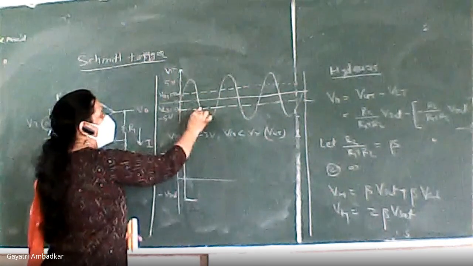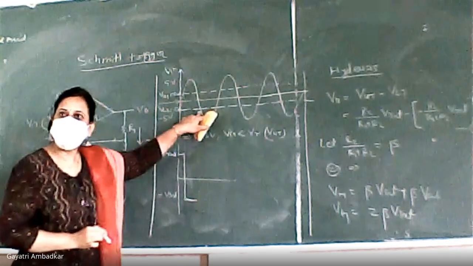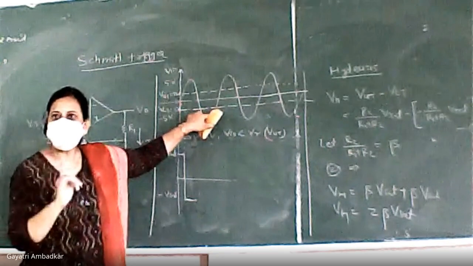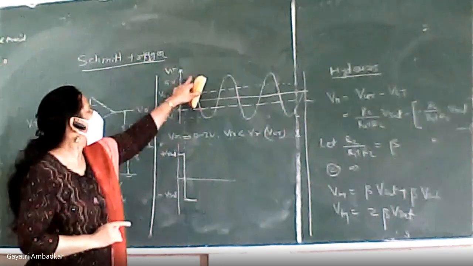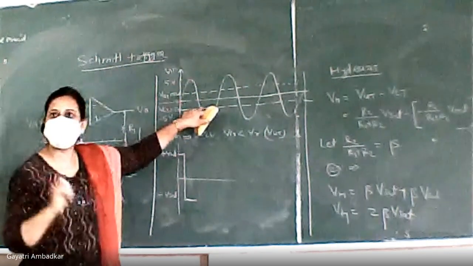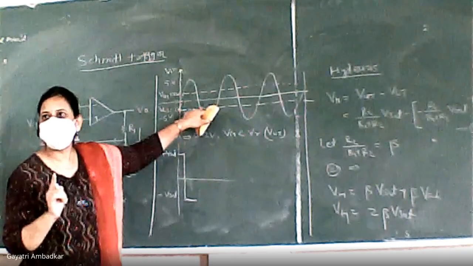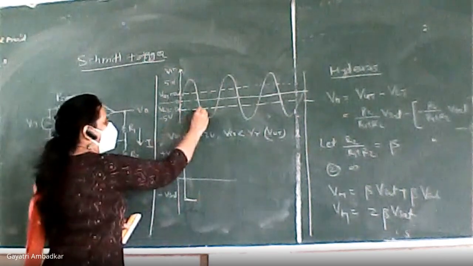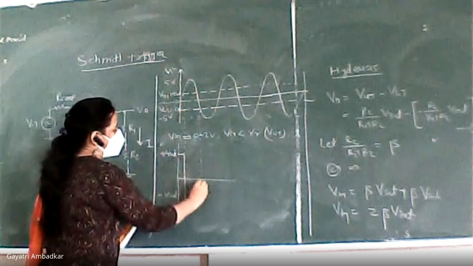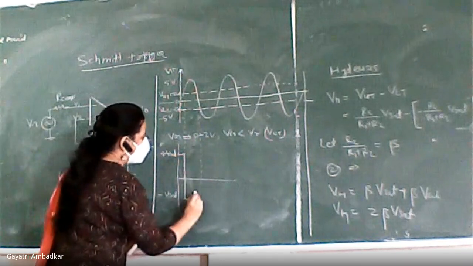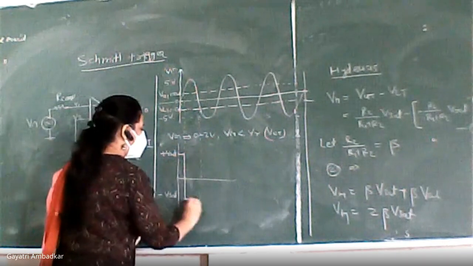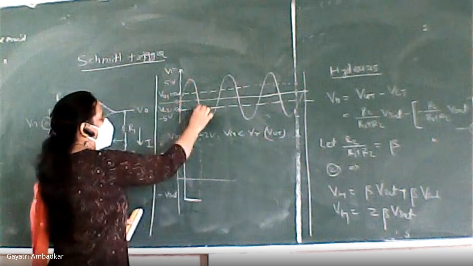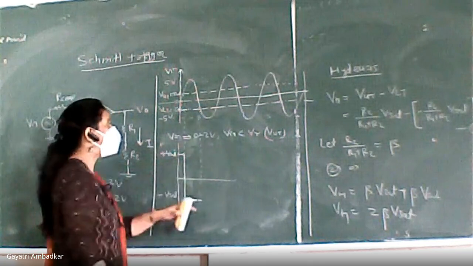All this value up to here is greater than VLT. VLT kiti aahe? -2. And all those points up to here are greater than VLT. Okay, so up to this point, the output of the op-amp will remain at minus VSAT.